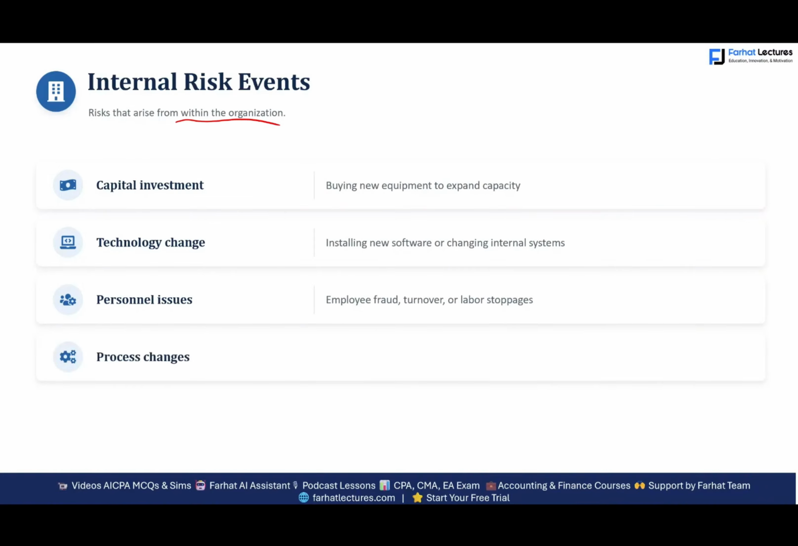Process changes. What is that? Changing how products are manufactured. For example, the company automates its assembly process to improve efficiency, and as a result, things are breaking down. We have more defects. As a result of the process change, this is an internal risk. And system failures. What is that?